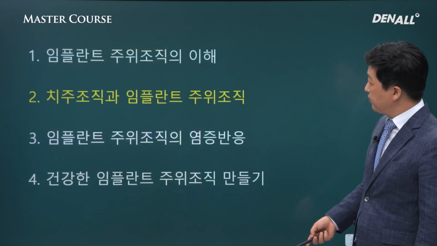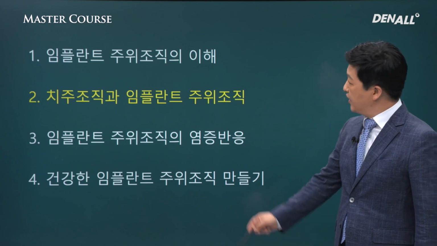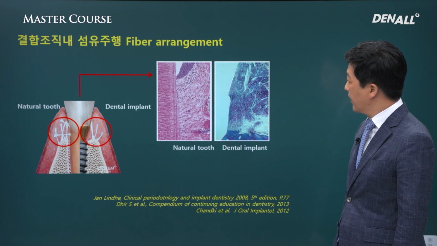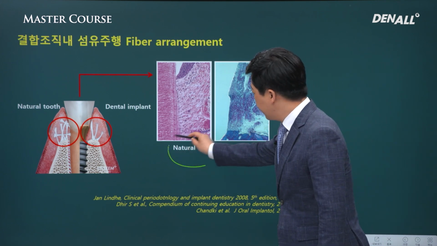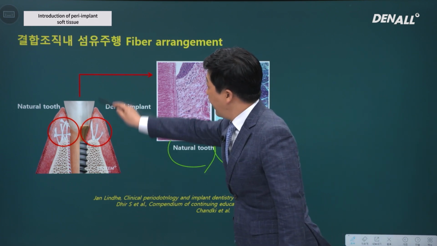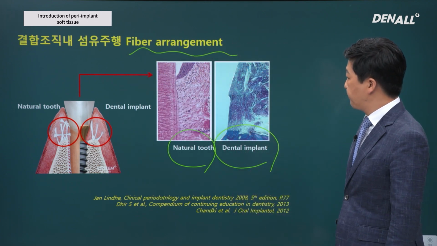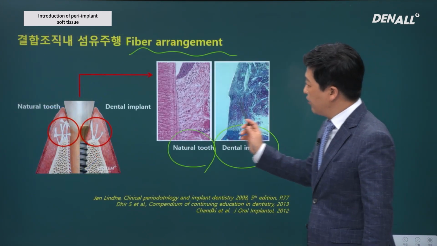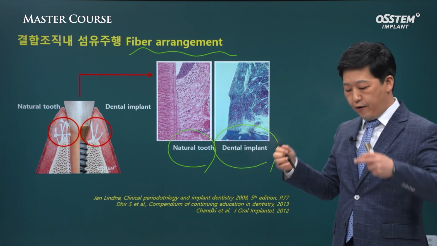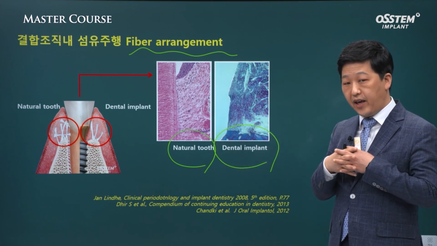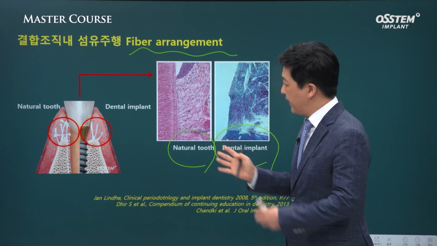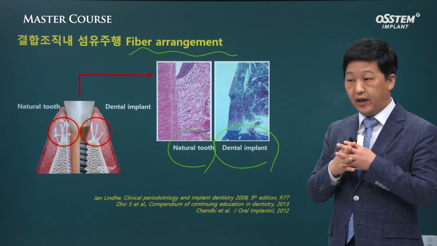Second, what is different between natural periodontal tissue and peri-implant tissue? The biggest difference between natural tooth and dental implant is fiber arrangement. In the case of natural tooth, vertically, horizontally, and transversely, the fibers are entangled with each other. However, in the case of implant, the fiber arrangement is very simple.